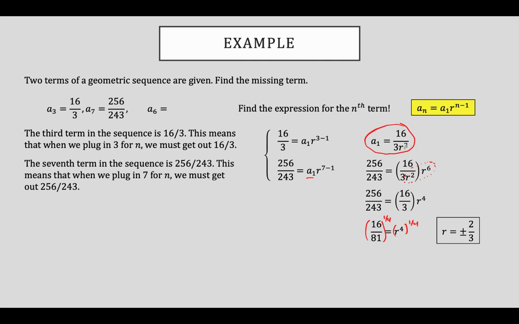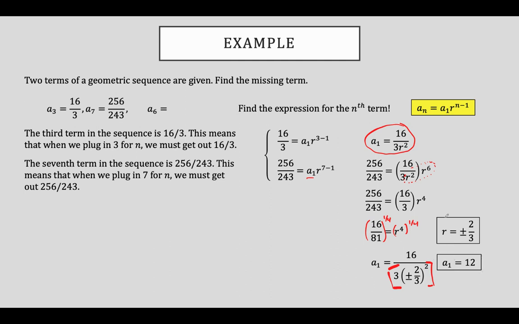Now that we know r, we can back substitute into this equation here to solve for a1. Notice, because we have r squared here in the denominator, it doesn't matter if we plug in positive 2/3 or negative 2/3, we're going to get out the exact same value. a1 is equal to 16 divided by 3 times the quantity plus or minus 2/3 squared. If you're going to plug this in your calculator, have this entire denominator in parentheses. You don't necessarily need to plug in positive 2/3 and negative 2/3 because they're going to give you the same value when you square it. And we get our solution for a subscript 1. a1 is equal to 12.